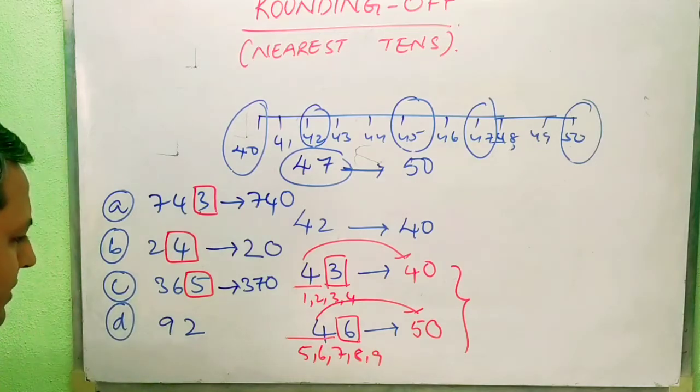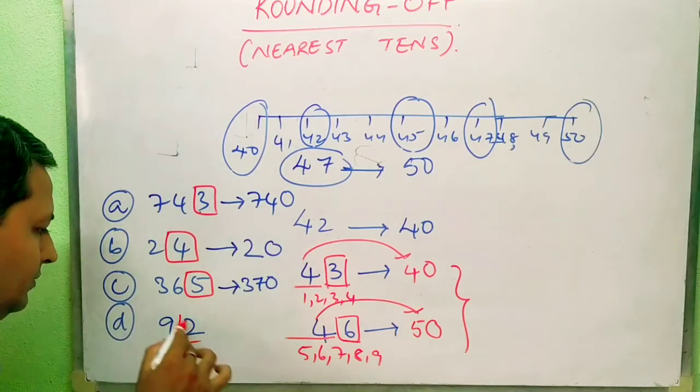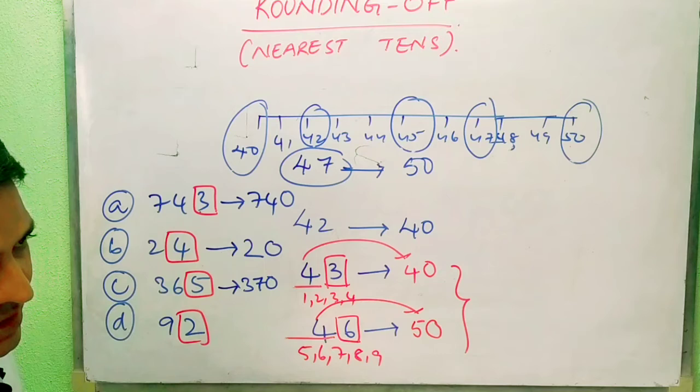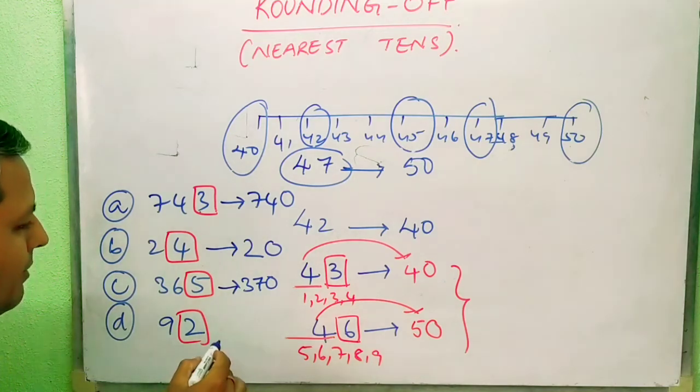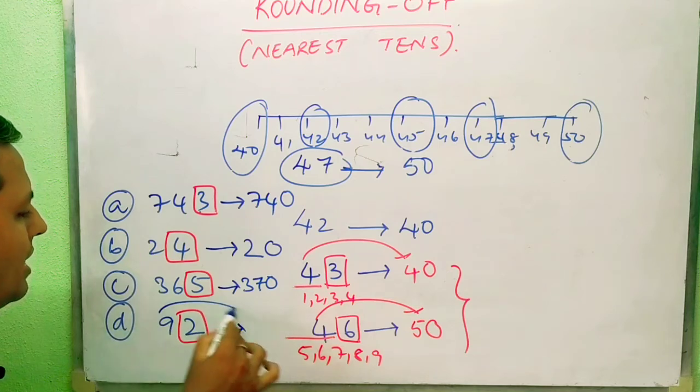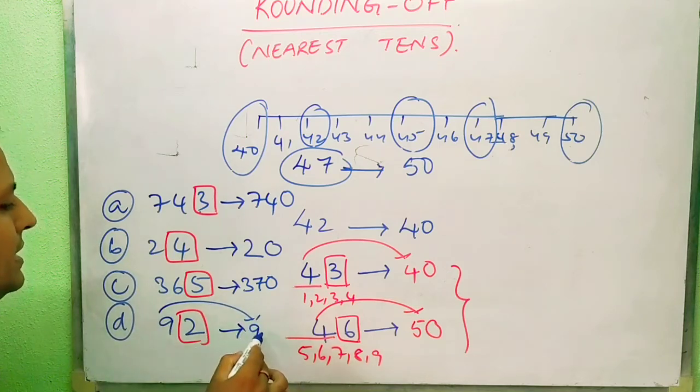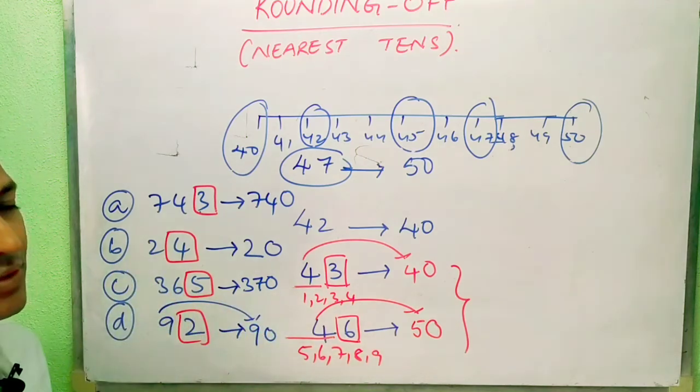And the last one, 92: the ones place has 2, which is again less than 5. When it is less than 5, whatever number is there, the same number we write, and then we place 0 in the ones place. So this is how we write the nearest 10 when we round off numbers.